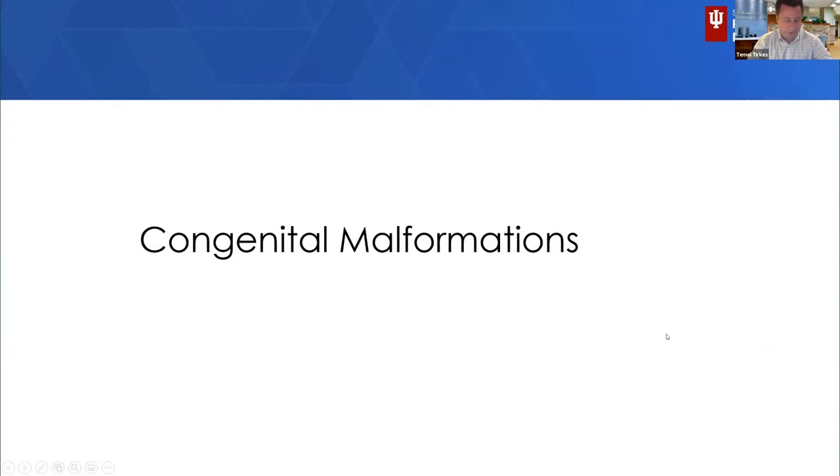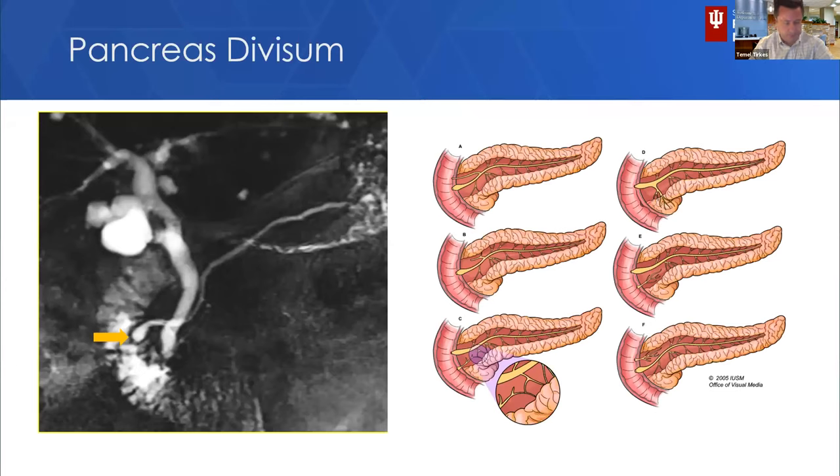All right, let's shift gears to congenital malformations. It is very common actually in the pancreas. And the gastroenterologist would like to know if the patient has divisum or something else going on before he goes in and does the ERCP or endoscopic ultrasound. And MRCP is the primary modality now. It has replaced ERCP for diagnostic purposes.